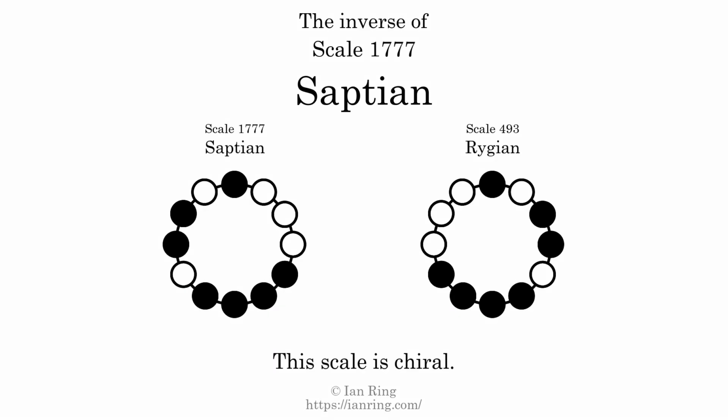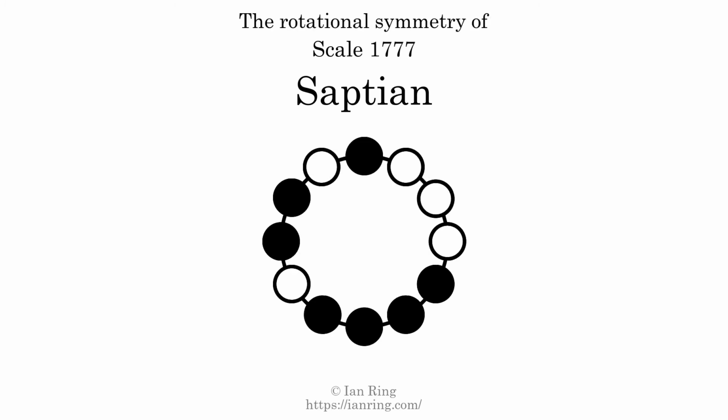The inverse of a scale is a mirror image. It is what you get when the sequence of intervals is reversed. The inverse of this scale is scale 493, also known as Reichen. This scale is chiral. It cannot transform into its inverse by rotational transformation. This scale has no rotational symmetry.